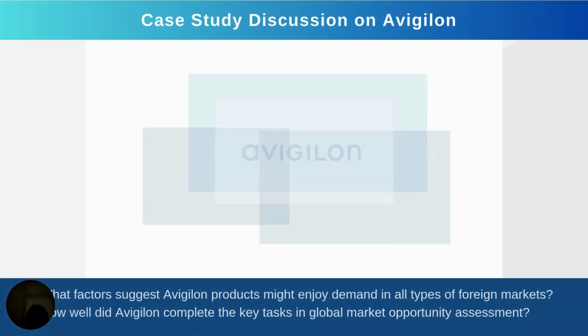Okay, so far, I think we have finished the explanation of the global market opportunity assessment process. To see if you understand how to utilize this model in practice, here I provide a case study for your reference. The case is about a Canadian multinational firm called Avigilon. This company is a typical example of how to apply the global market opportunity assessment framework to examine whether or not they are ready for internationalization.